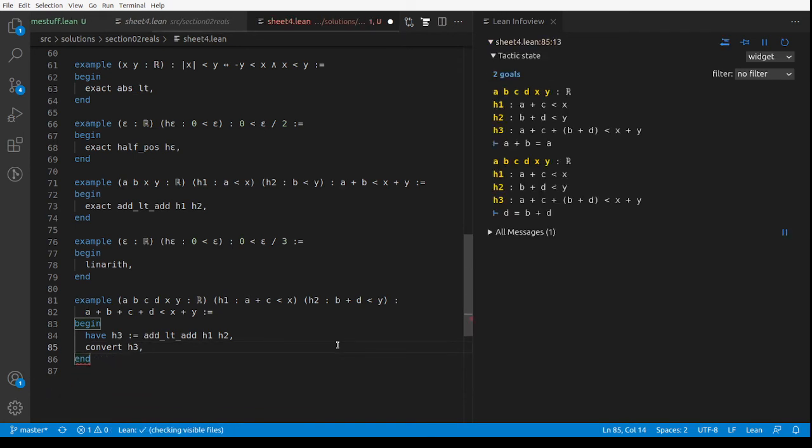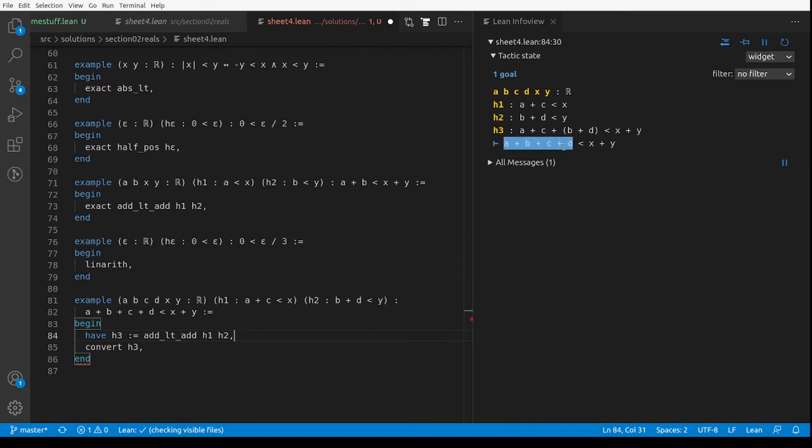Let's get rid of this stuff. It'll do convert h3, which will do its best at saying, well, okay, you say that h3 is the answer, but h3 is not the answer, but you're telling me that h3 is supposed to be the answer, so let me guess what you mean. And so it guesses, well, if a + b equals a, and if d is b + d, then everything is going to match up. But you see, convert has done too much. This is a + b + c + d, and this is a + c + b + d. So maybe the user is claiming that a + b + c equals a + c. Convert has gone too far.